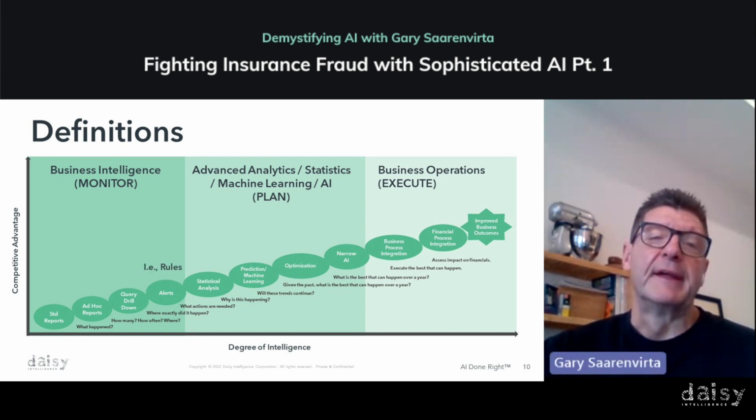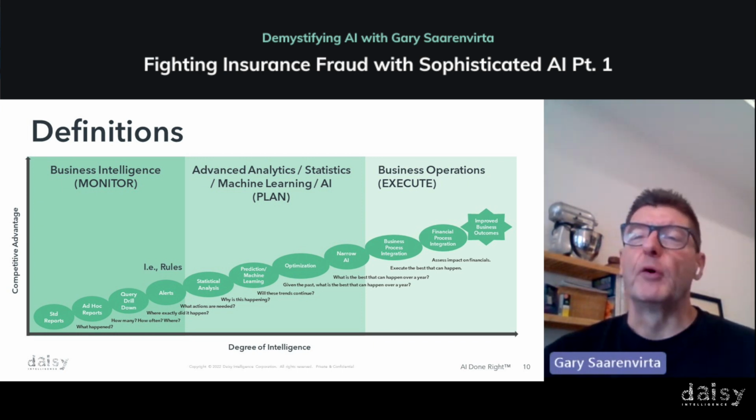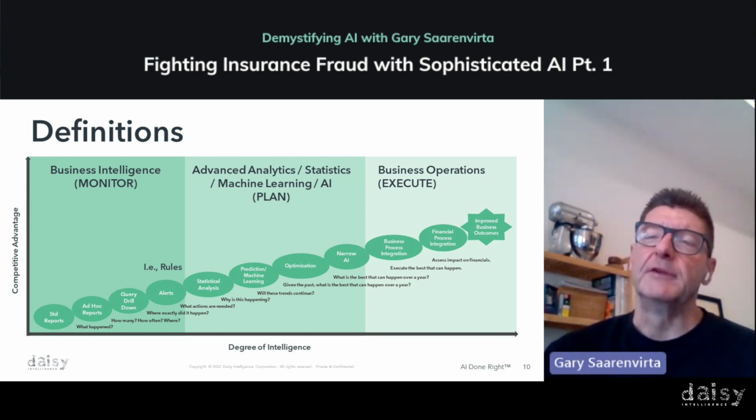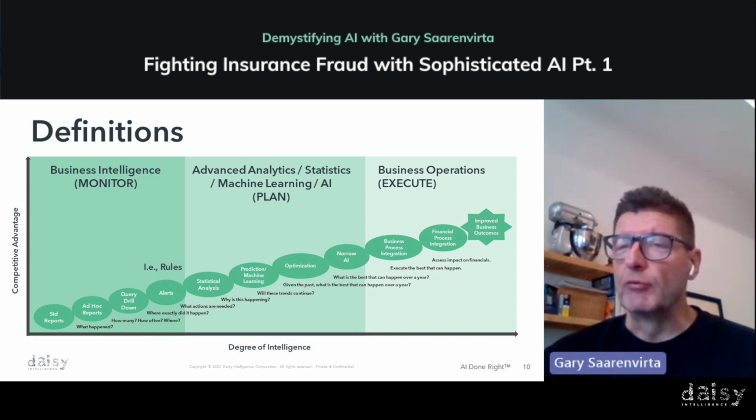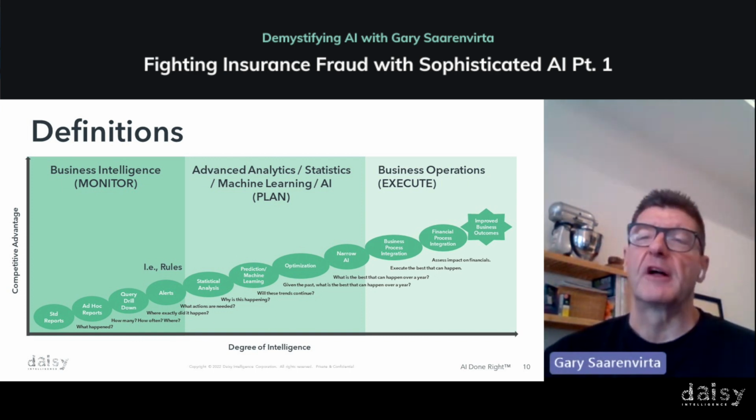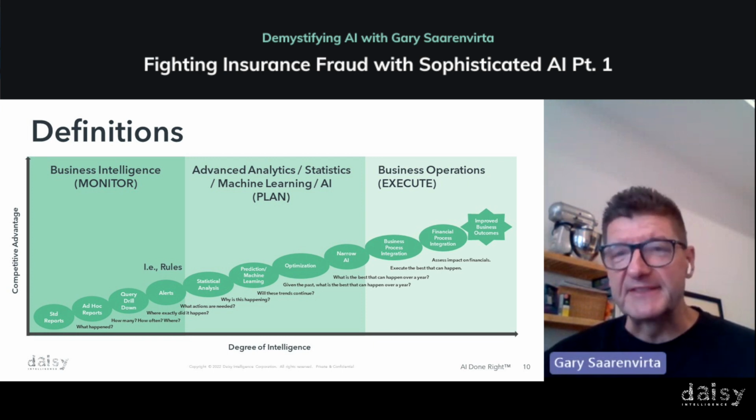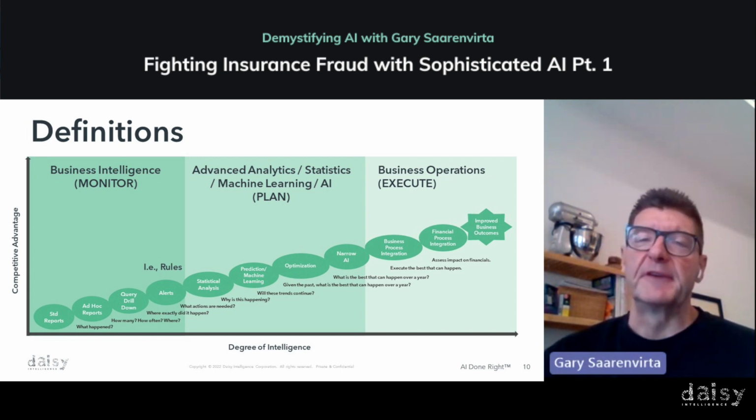You're monitoring things as you go along, and alerts would be simple rule breaks. For example, if a claim was filed on a dental patient and you've pulled the same tooth twice and you've already paid for the tooth the first time, then that's likely a rule, an alert that could generate fraud. So this is standard business intelligence that's been done for decades.